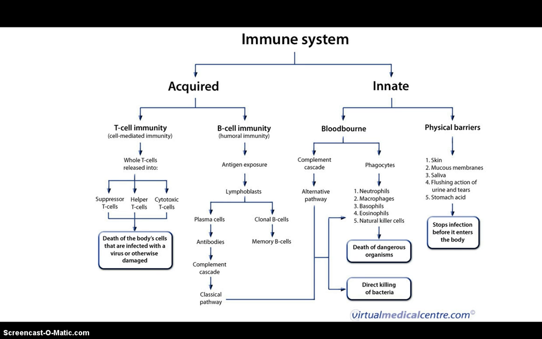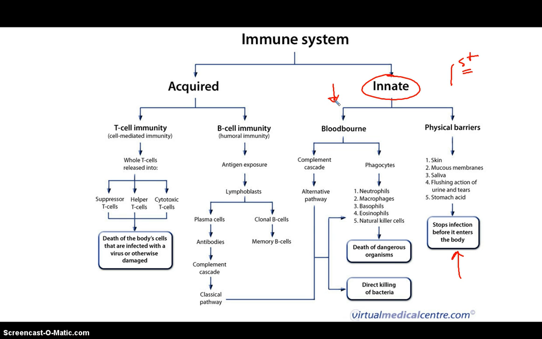So as a quick review, if we look at the diagram here, if we start over on the right with the innate immune system, here are the first two lines of defense that we talked about. The first line is the physical barriers. That's how we try to keep it out in the first place, stopping the infection before it enters the body. Then we talked about the second line of defense and what can be done once it's in the body.